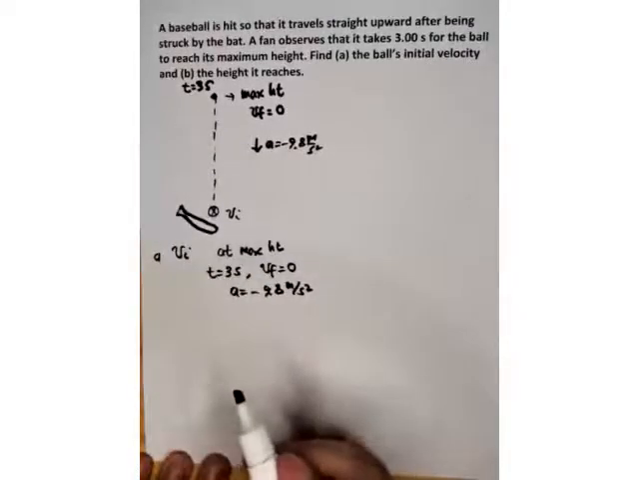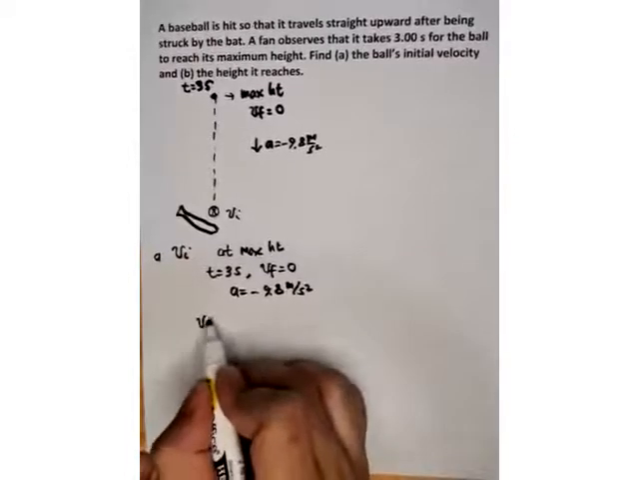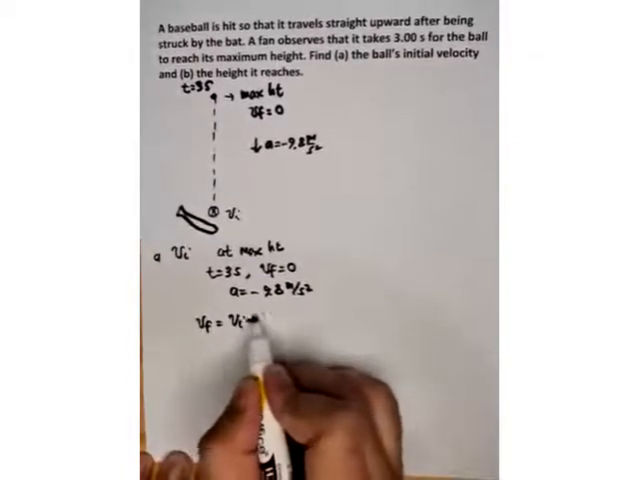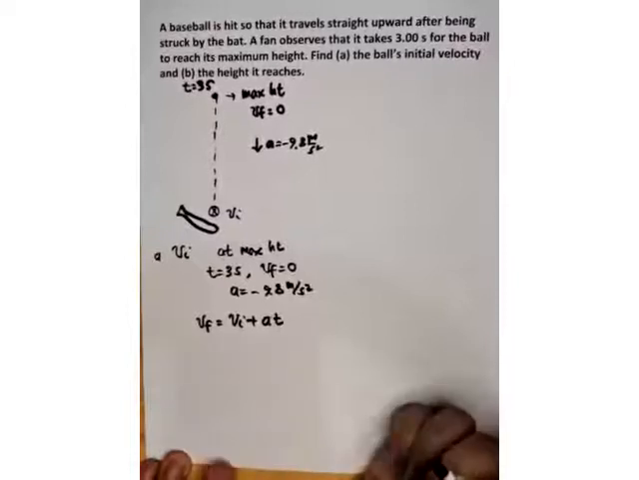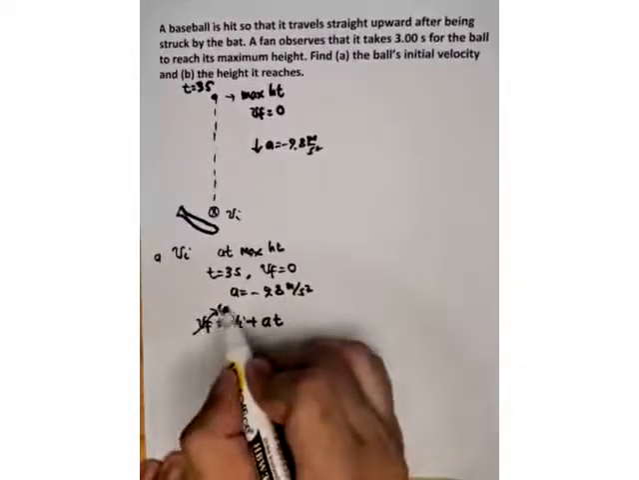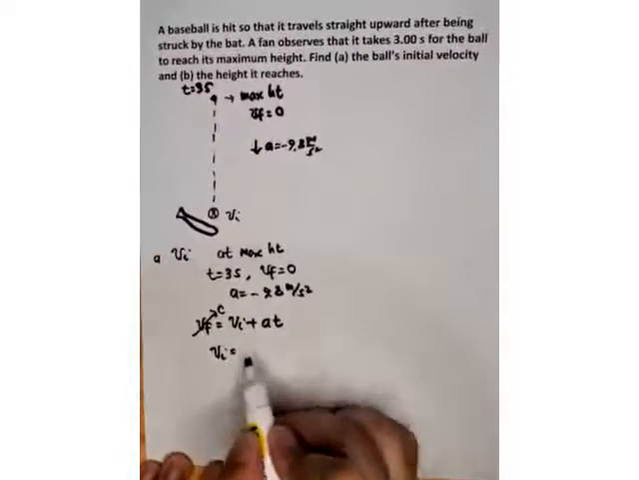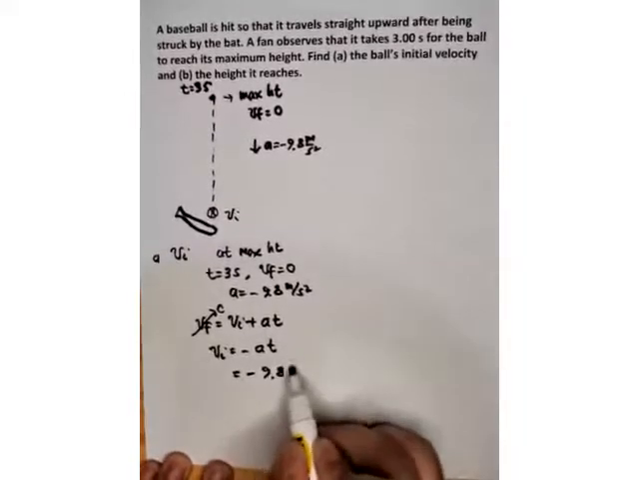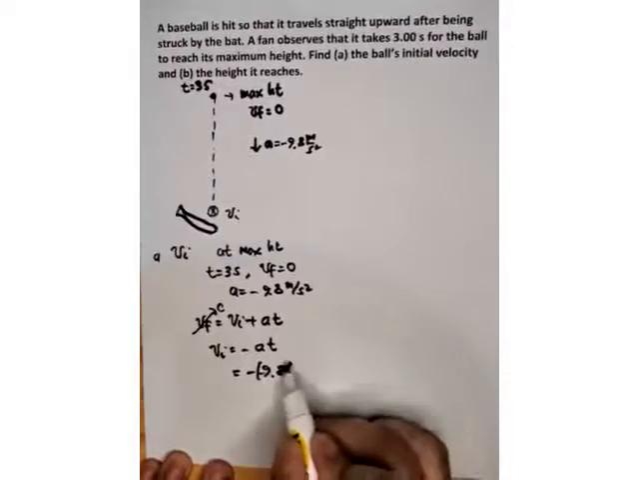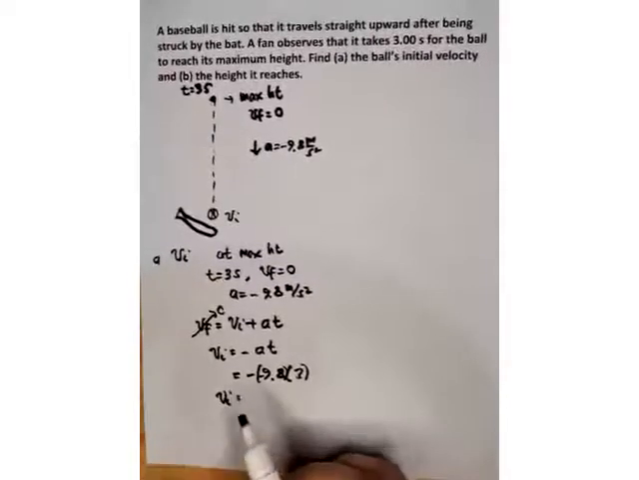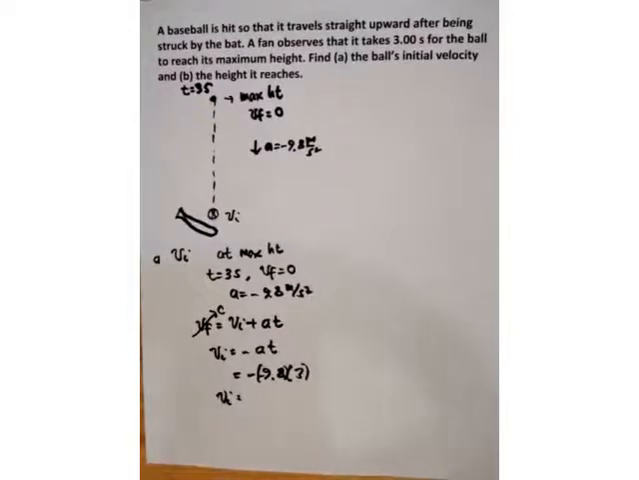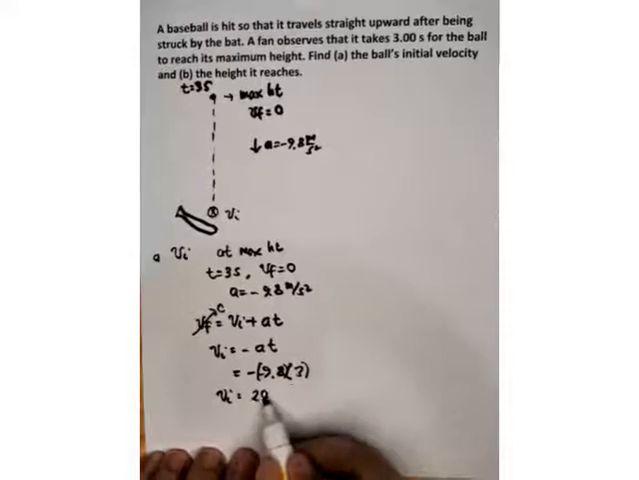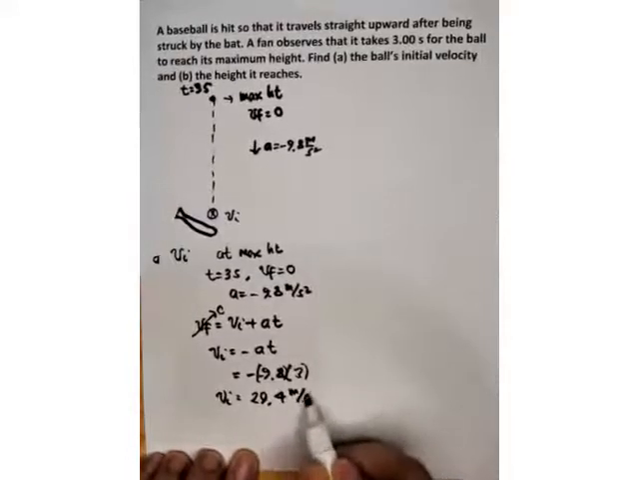So, yung V final is V initial plus at. Tama ba? Ayan, but V final is 0. So V initial is equal, transpose natin to, negative at. So that's negative 9.8 times 3 seconds. So V initial is equal to 29.4 meters per second.